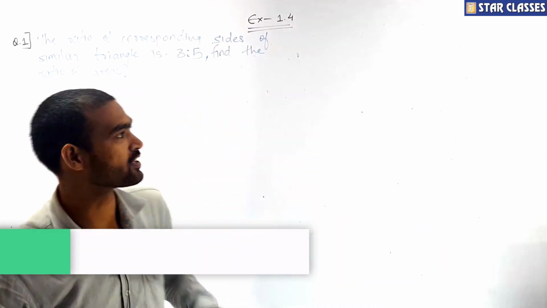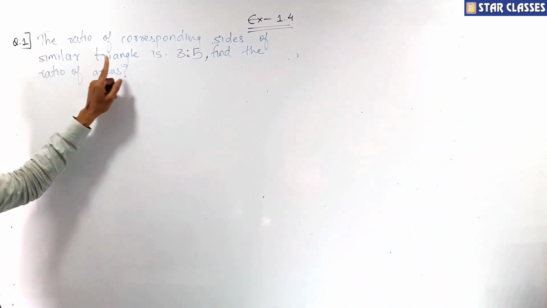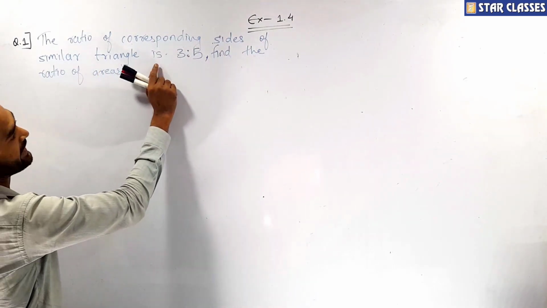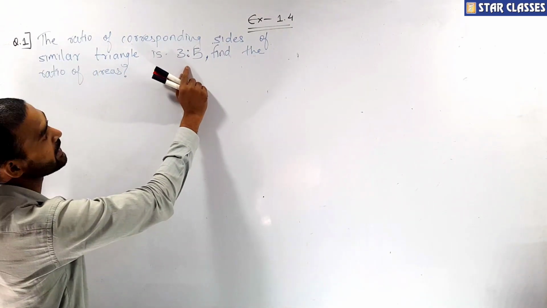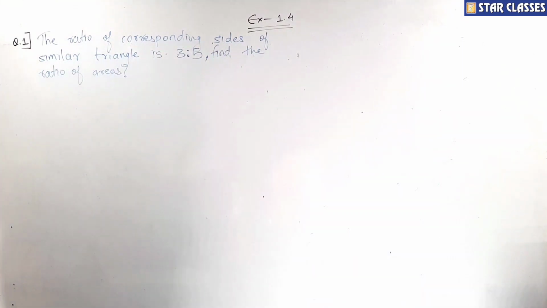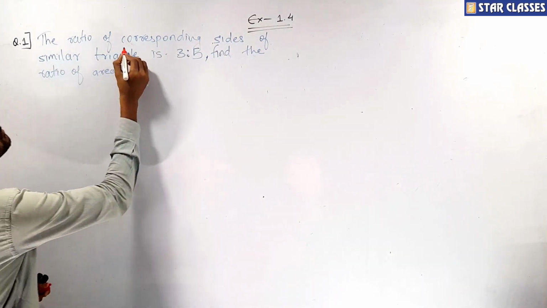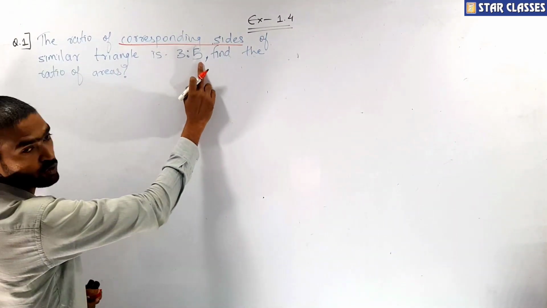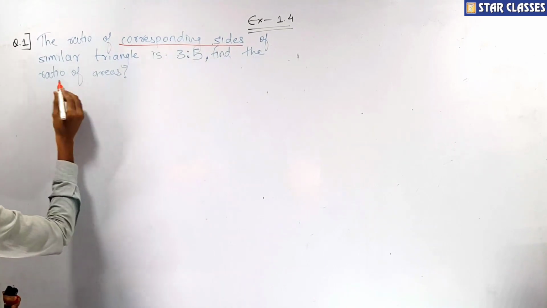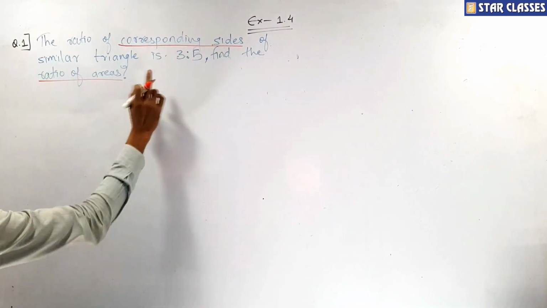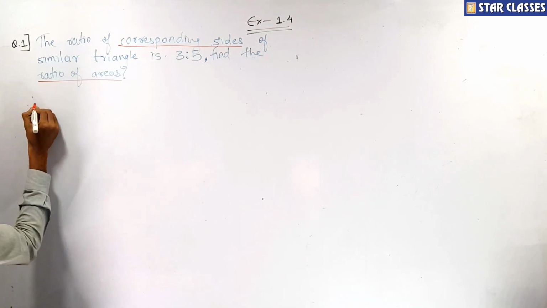Now let us see question number 1. The ratio of corresponding sides of similar triangles is 3:5 and we need to find the ratio of their areas. So what does the question say? Corresponding sides are given. What are those corresponding sides? 3:5. And what we need to find? The ratio of their areas. So first, what will we do?